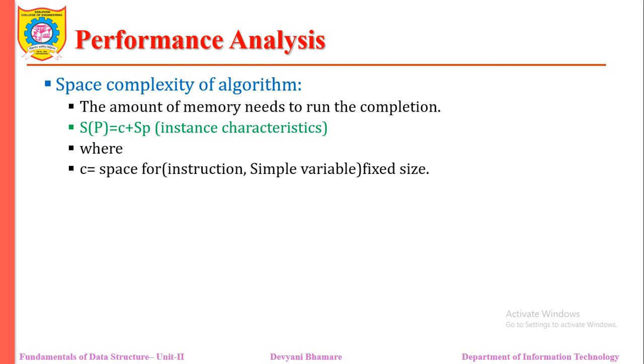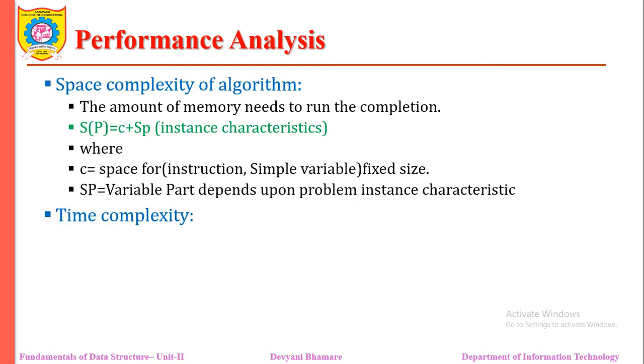So we say that S of P is equal to C plus S of P of instance characteristics, where C is of fixed size. For example, if we take an algorithm in which some variables are defined and some instructions are there, those instructions and variables are simple, meaning they always require a fixed size. That's why we say such a fixed constant is shown by the small c. And S of P is the variable part, which depends upon our problem instance characteristics. Means our space is completely based on this variable part.